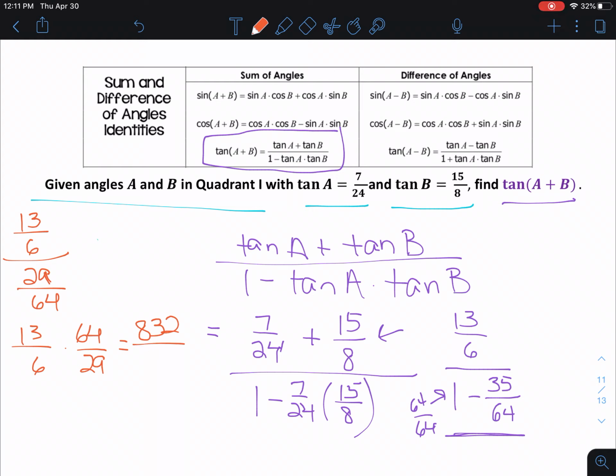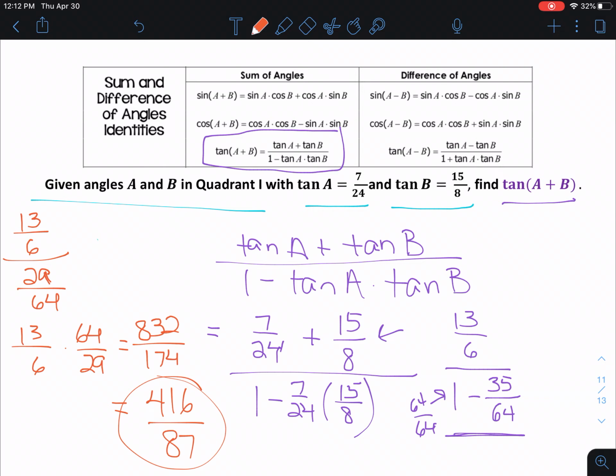832 over 174. And then we need to reduce that. So just, again, use your calculator to do the math, the fraction function to reduce it if you need to. You should end up with 416 over 87. Okay. So that's our answer for that one.